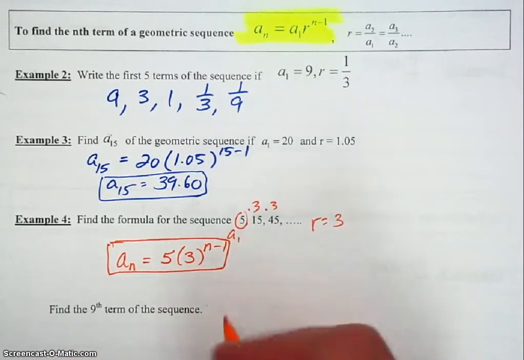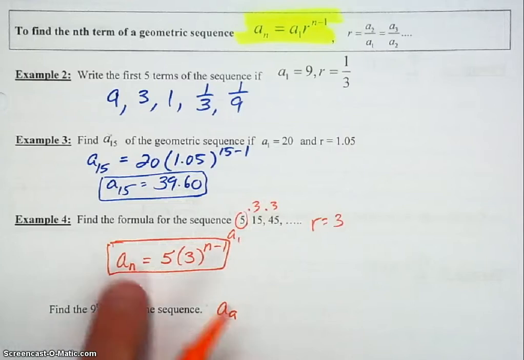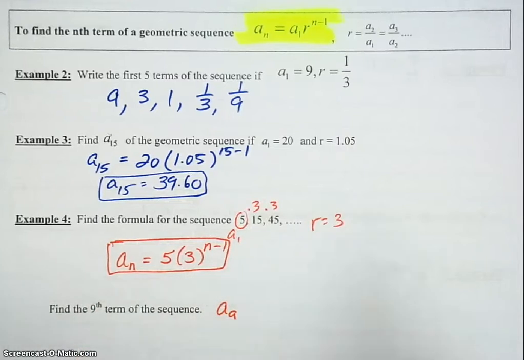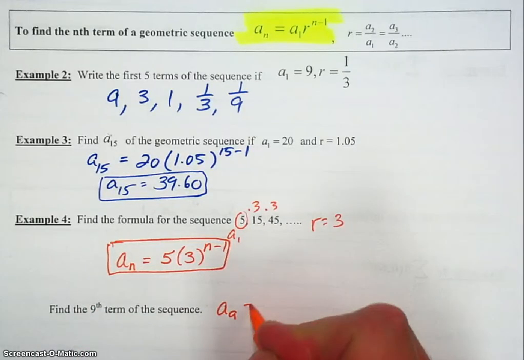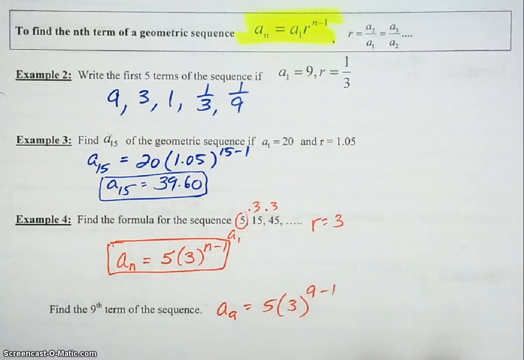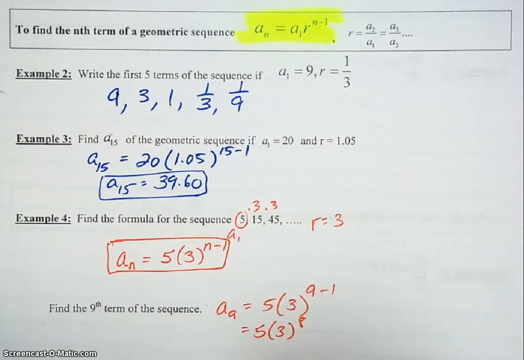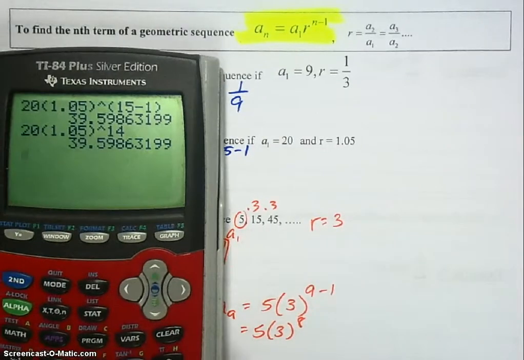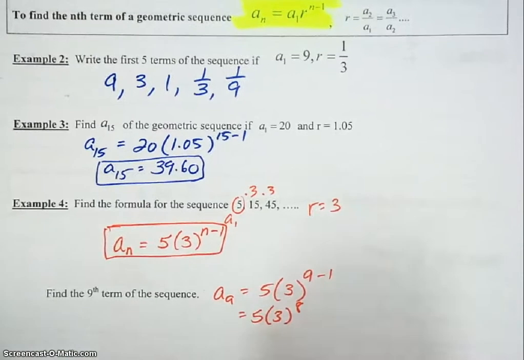Okay? Now if you look down at the next question, it says find the 9th term. Well, the 9th term means to find A9, which means I just substitute in a 9 for n. So what I'm going to do is I'm going to say 5 times 3 raised to the 9 minus 1. Or 5 times 3 to the 8th. Okay? And that's how I would type it in my calculator, I would say, okay, 5 times 3 raised to the 8th, and I get 32,805. And that is the 9th term.